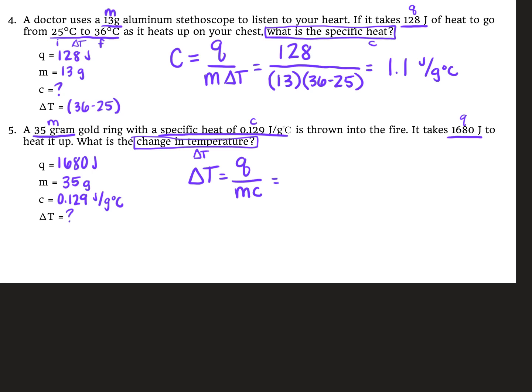Let's fill in our numbers. Q was 1680. M was 35. And C was 0.129. Please pause the video and use the Desmos calculator to find your answer. Your answer should be 372 degrees C.